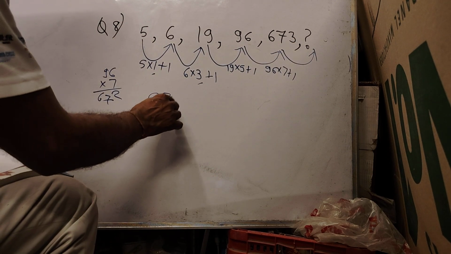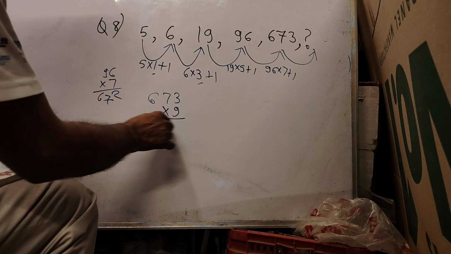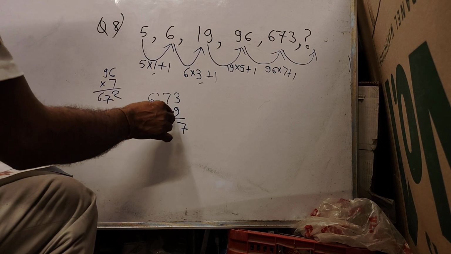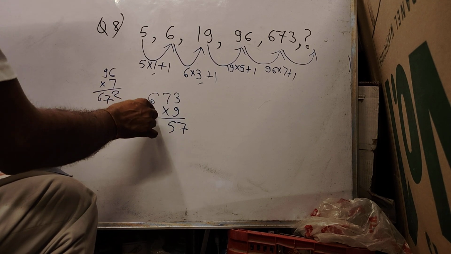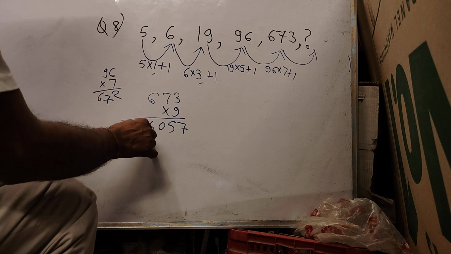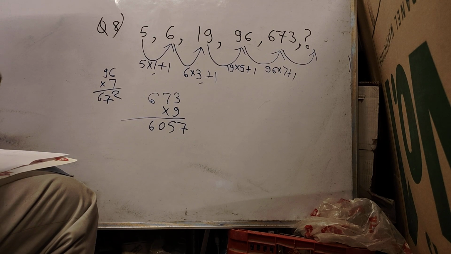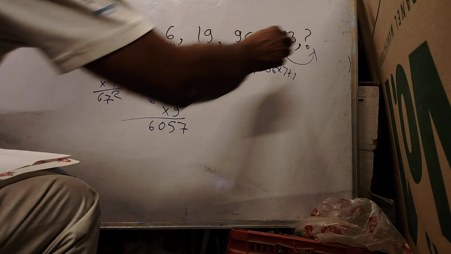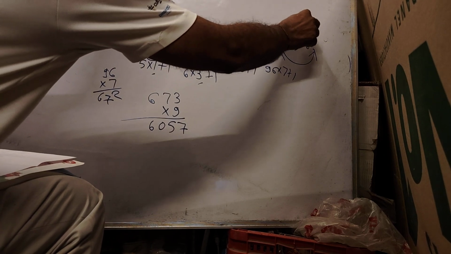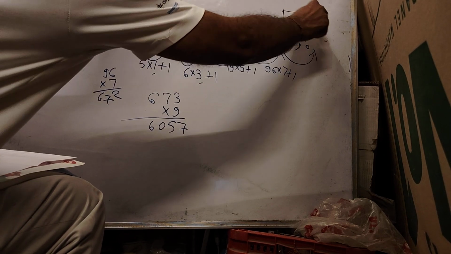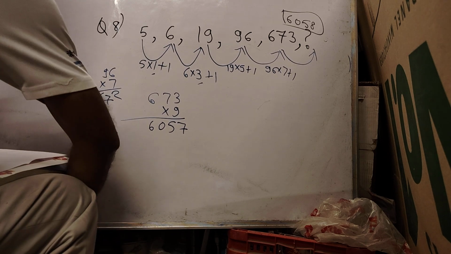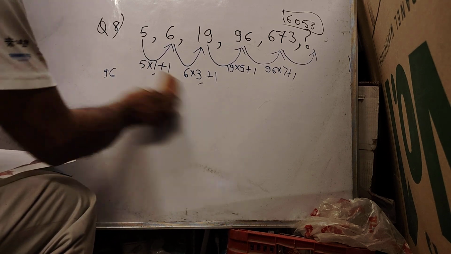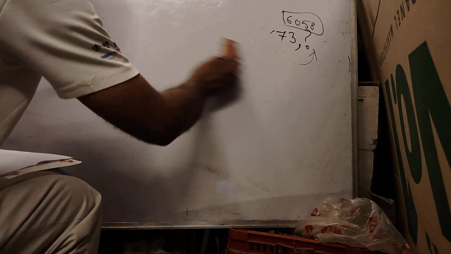So 673 times 9, then plus 1. So 9 times 3 is 27, 2 carry. 9 times 7 is 63 plus 2, 65, 6 carry. 54 plus 6 is 60. Yeah, 60. So it is 6058. 6058 should be the final answer. Though this problem was time taking, try it yourself.